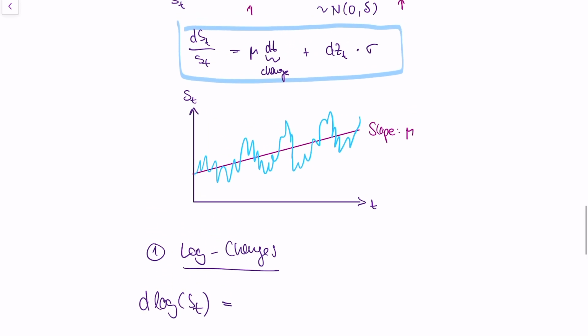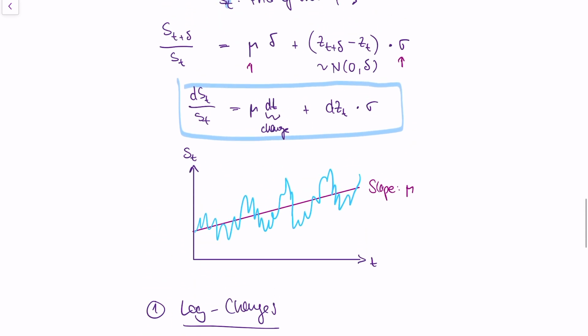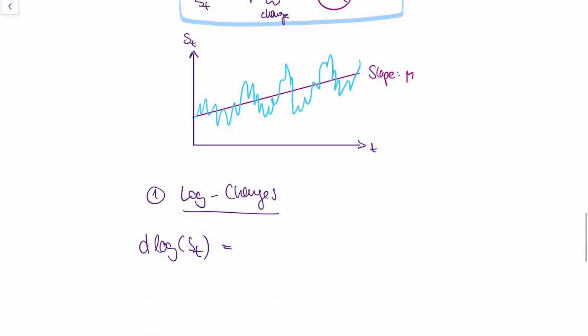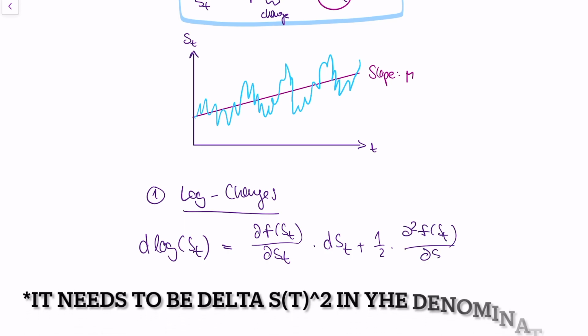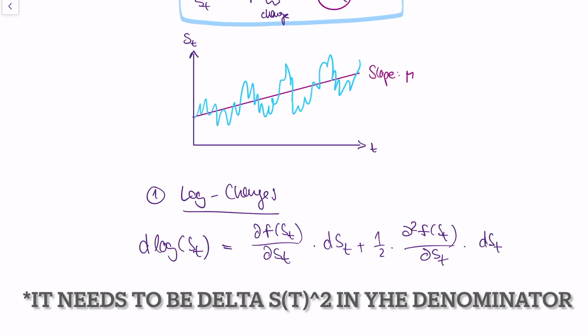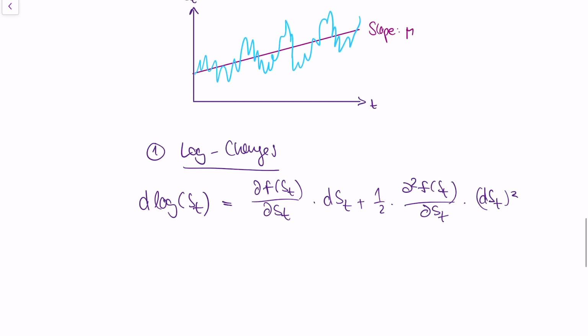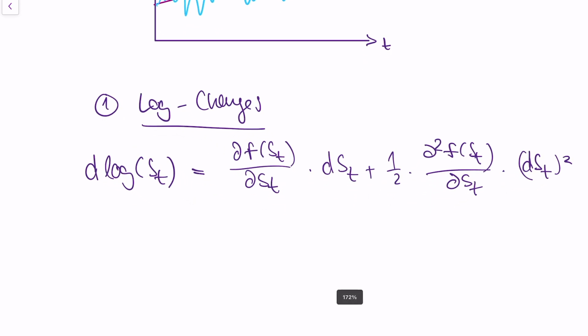And since the asset price is dependent on Brownian motion, we need to use Ito's lemma here. So what did I tell you? If I have a change in a function dependent on a Brownian motion, we need the first derivative of the function times the change in the variable plus 1/2 times the second derivative of the function times the change in the variable squared. Okay?